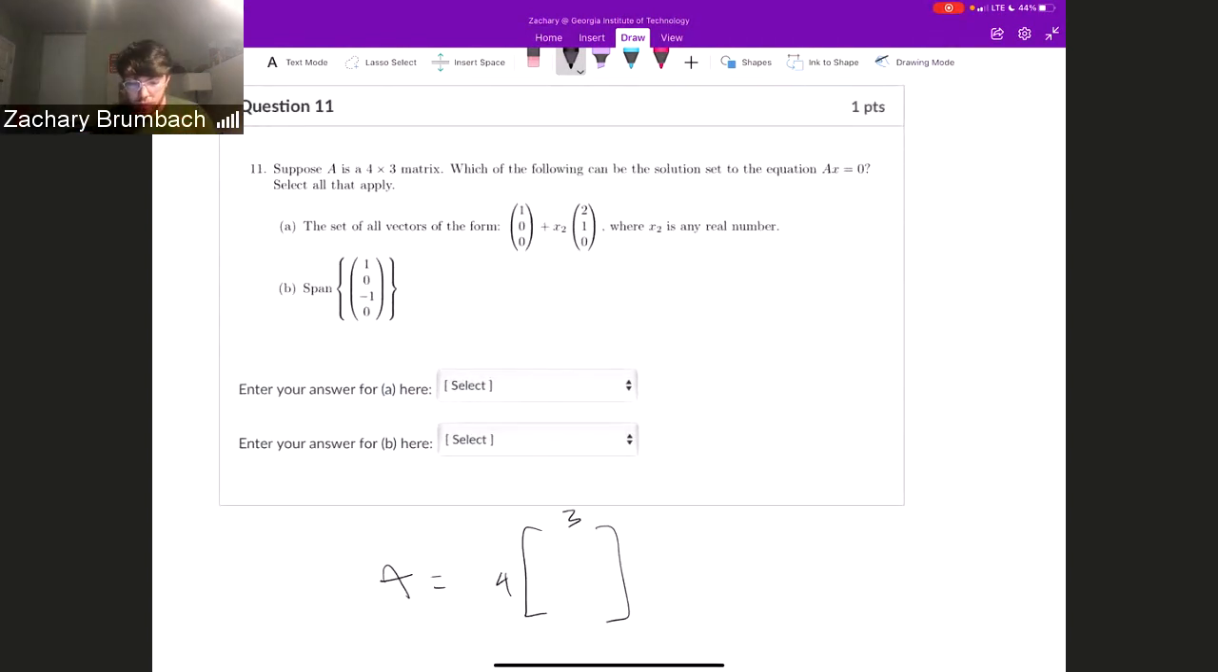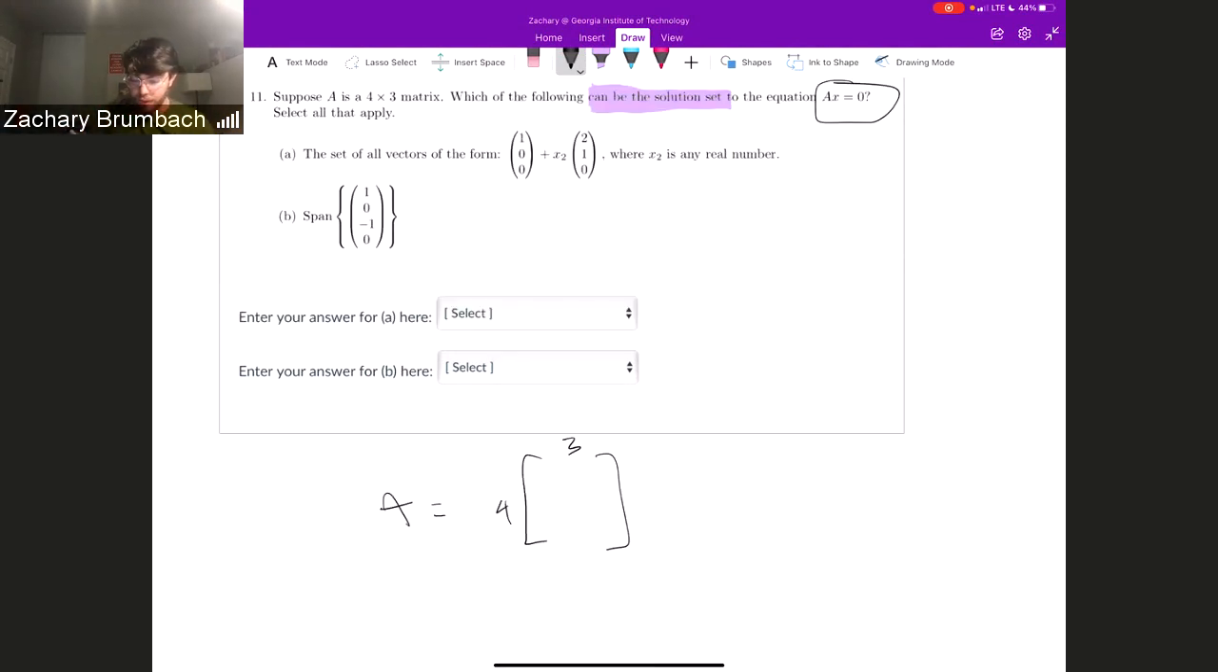Okay, so there are a lot of different terms to learn with linear algebra. One of the big things is "can be the solution set" to the equation Ax equals 0. We'll get to that one in a minute, but that's also very important. So what does this mean if A is 4 by 3, what does that mean for x? Or how many unknowns do we have?